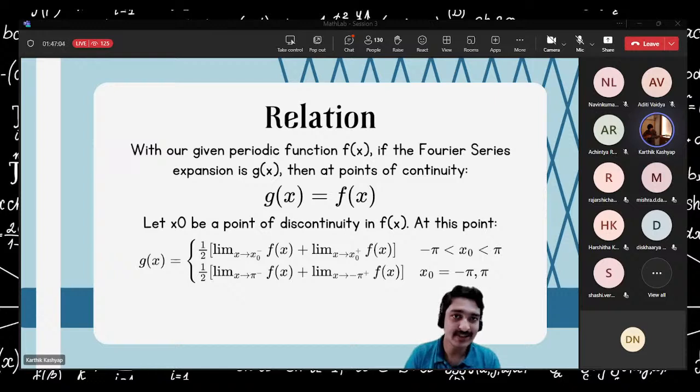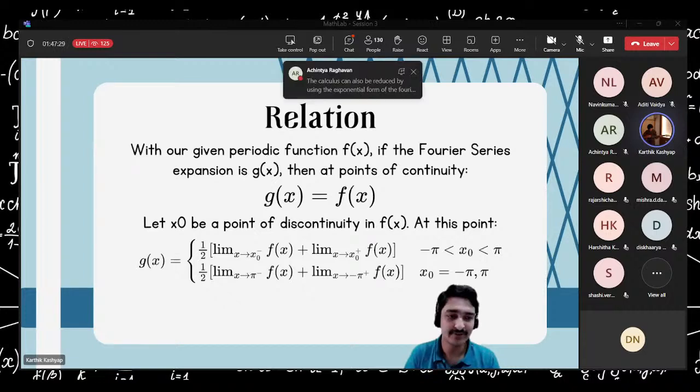Similarly, for pi plus, you can say that the right part of pi is equivalent to almost the left part of the next periodic part of this function, so we can take that as minus pi plus. That is how we get the next part. When x naught is equal to either minus pi or pi, it is half limit x tends to pi minus of f of x plus limit x tends to minus pi plus of f of x. You don't really have to do this. It's just formally writing, just to keep it in terms of between minus pi to pi only and not go beyond that.